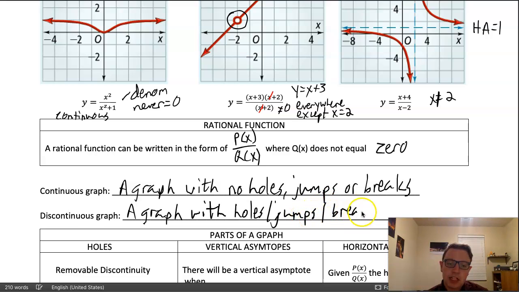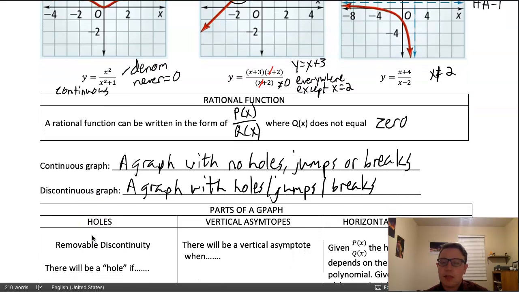Or in other words, it's a graph where we do have to lift our pencil when we're trying to graph it. So think about drawing the graph on a piece of paper and whether you could do it all in one single pencil stroke or whether you'd have to lift up your pencil to explain it.